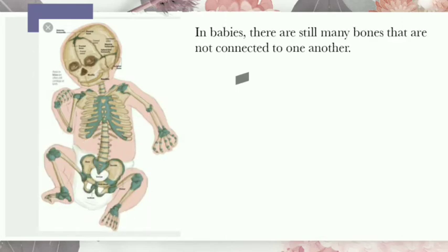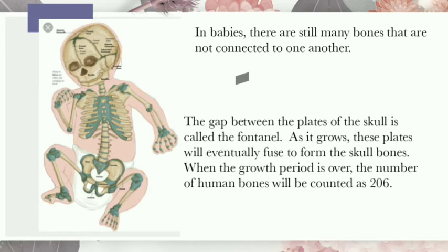In babies, there are still many bones that are not connected to one another. For example, in a skull, if we touch the crown of the baby's head, it will feel soft because the skull plates on the baby's head are not fused. The gap between the plates of the skull is called the fontanel. As it grows, these plates will eventually fuse to form the skull bone.